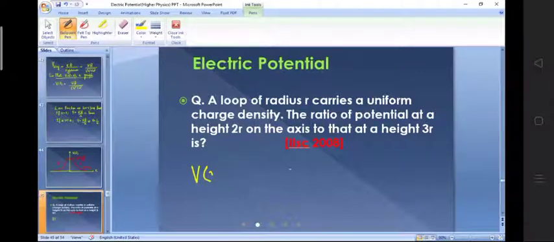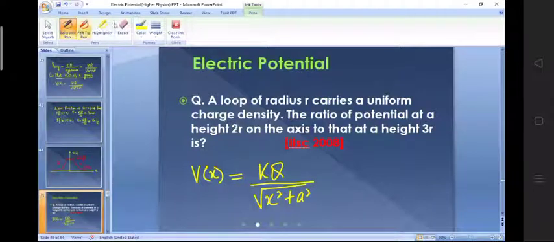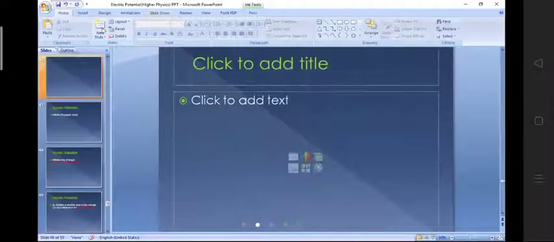So first of all, write down the potential at distance x. Potential at distance x is simply equal to k divided by the hypotenuse. And what's the hypotenuse? Under root of x square plus a square, where a is the radius. Fine. Okay, now concentrate here. How will I do it?